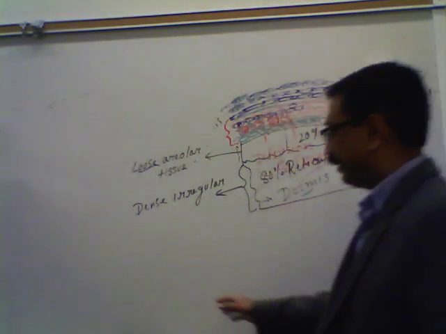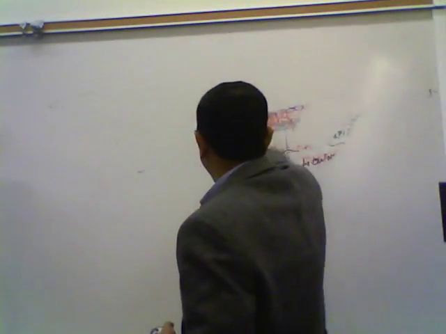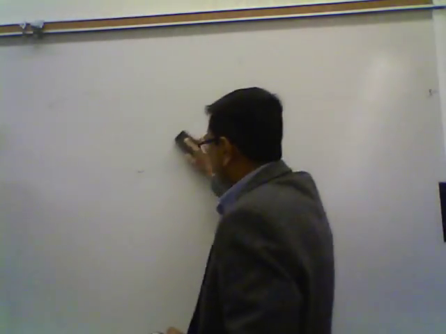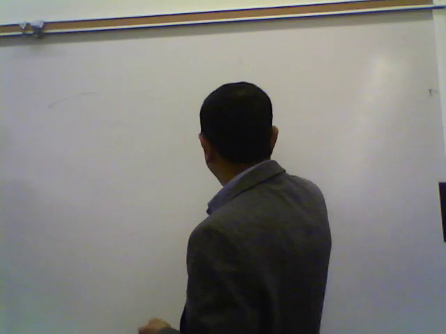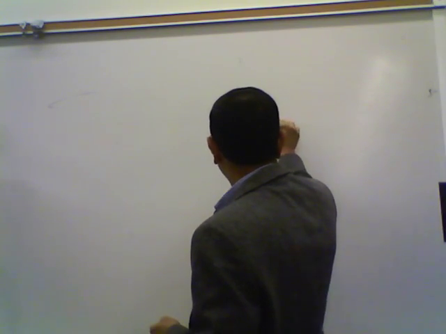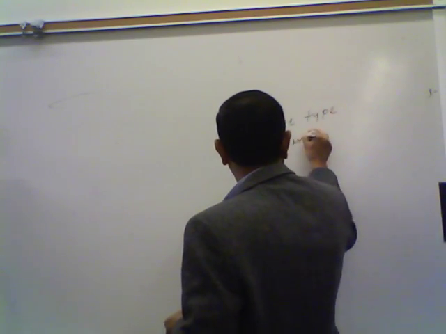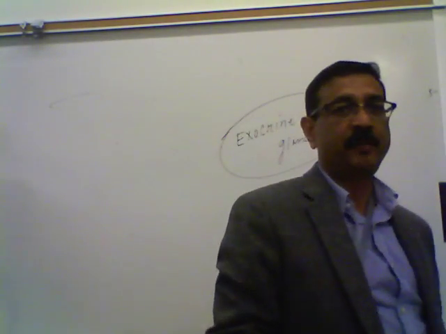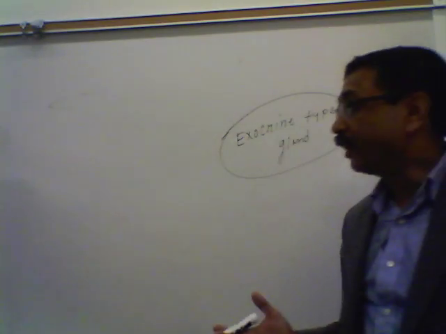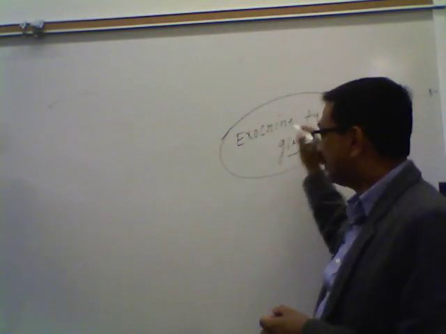Okay, now we'll see the glands of the skin. Skin has two types of glands that I have already mentioned. Remember, all skin glands are exocrine. So skin glands are exocrine type glands. You have sweat glands and sebaceous glands in the skin, both are exocrine type glands.